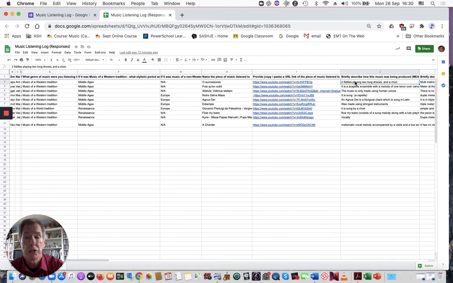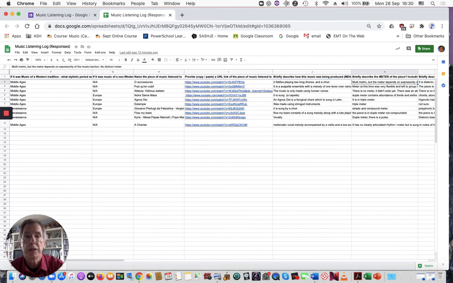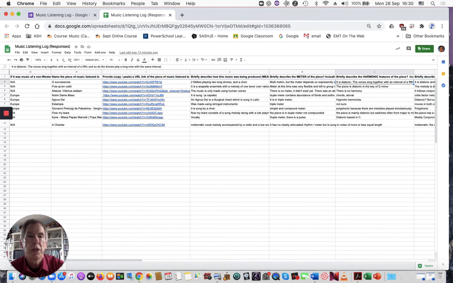Again, this is just surface. This is just getting us into the piece. Briefly describe the meter. It's multimetric. So then we would start having discussions based on inquiry. What do you mean by multimetric? Where's the evidence of multimetric in the piece that you chose? It's diatonic. What do you mean by diatonic? Where's the evidence of that?